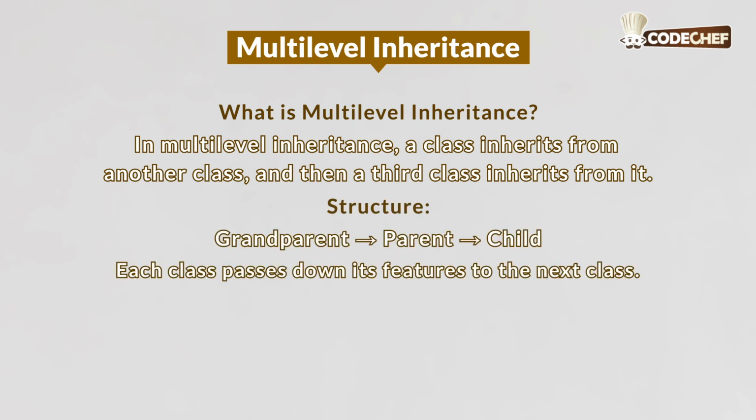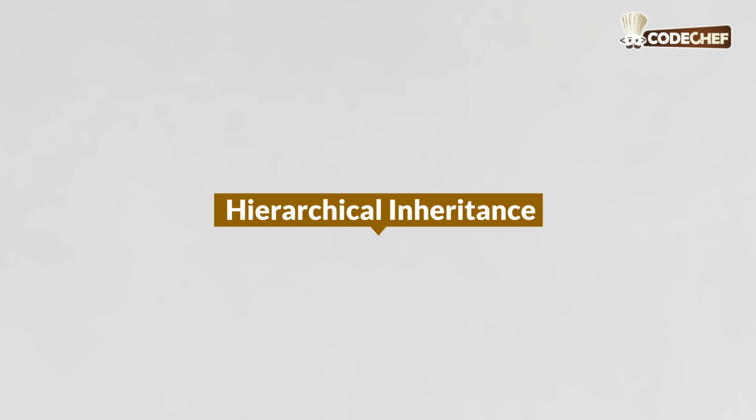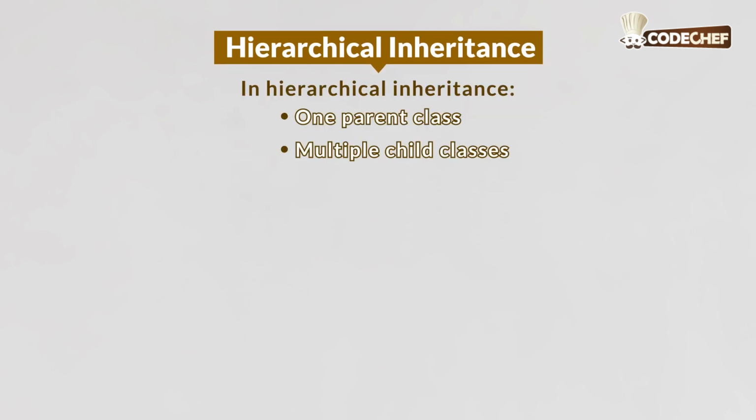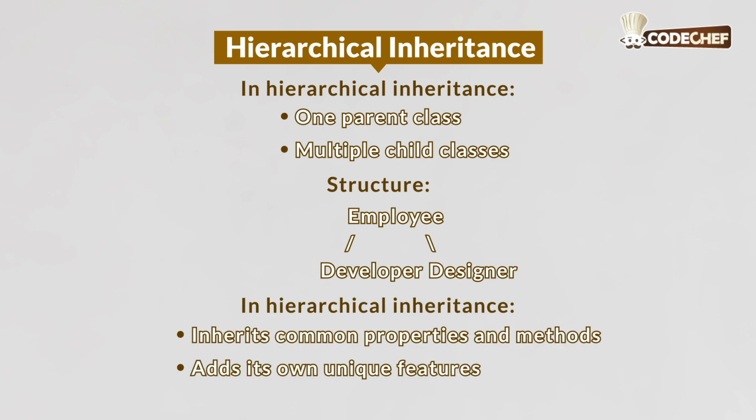So each class passes down its features to the next class, and it gets the features from both the parent and the grandparent. Now let's talk about hierarchical inheritance. In hierarchical inheritance, we have one parent class and multiple child classes. The structure is employee, and we have developer and designer. So each class inherits common properties and methods and adds its unique features.